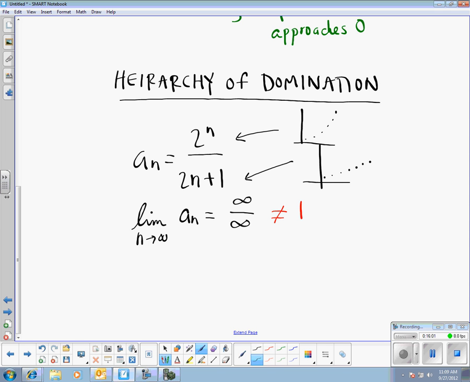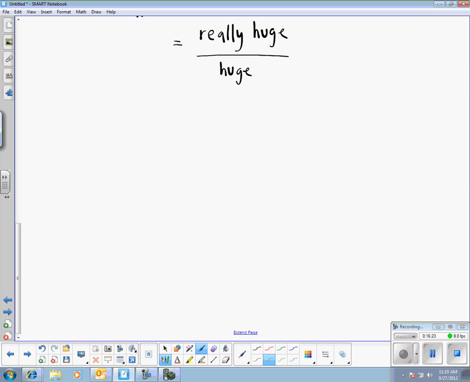So as time goes on, I'm going to have something really, really huge over something that's just regular huge. And they're both getting to infinity, but the top is separating itself from the bottom as time goes on. So without further ado, actually, let's put logs first, because logs go to infinity, but they do so very slowly. They go like this. They grow less and less. Linears grow at a steady rate.